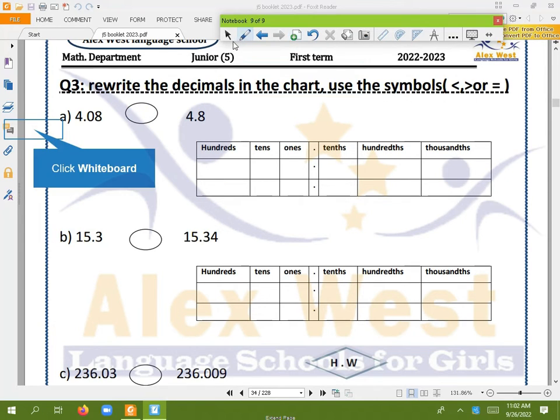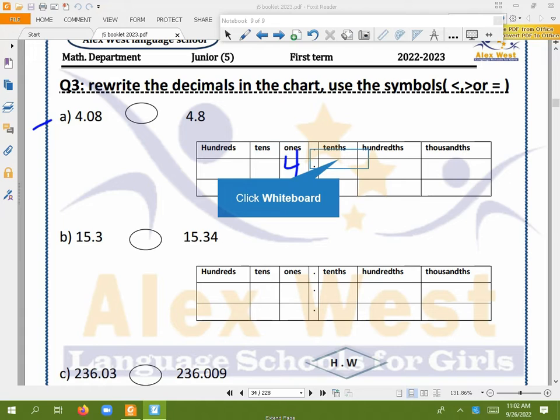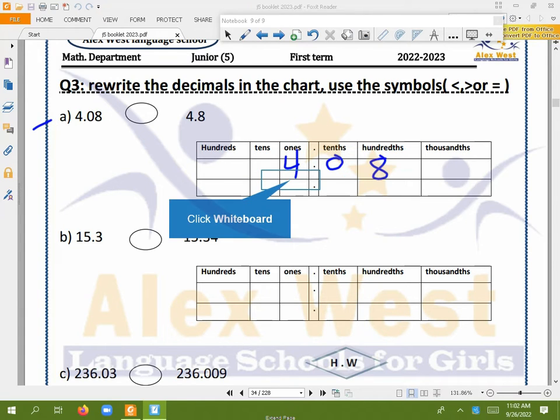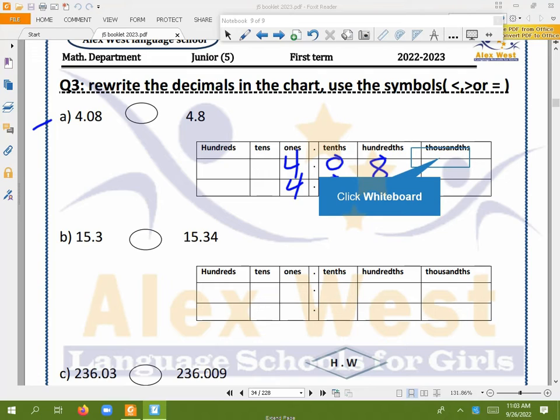Now we use the place value chart and we can compare two numbers. Firstly, what is the number? My number is 4.08. So write the number 4 in the ones place, 0 in the tenths and 8 in the hundredths. And the other number, 4 in the ones and 8 in the tenths.